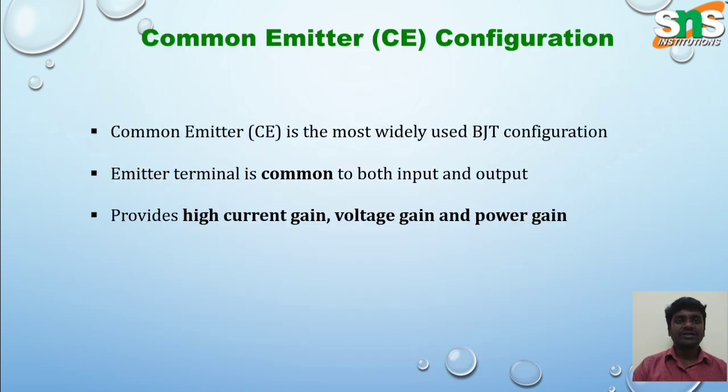So common emitter configuration is the most widely used BJT configuration, used for different applications. The emitter terminal is common to both input and output. Of the other two terminals, one is input and one is output. It provides high current gain, voltage gain and power gain. So higher outputs are coming, and we can utilize it for different applications.